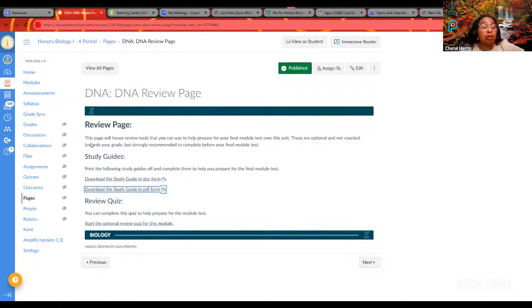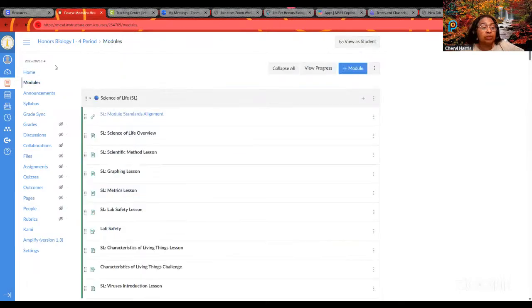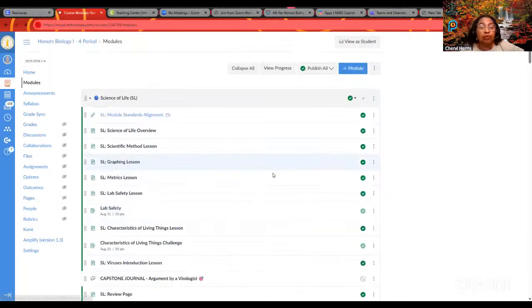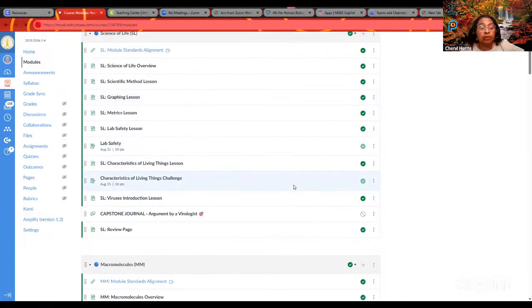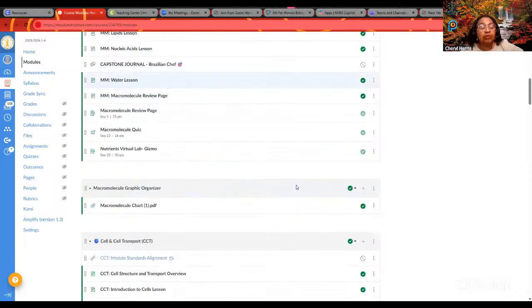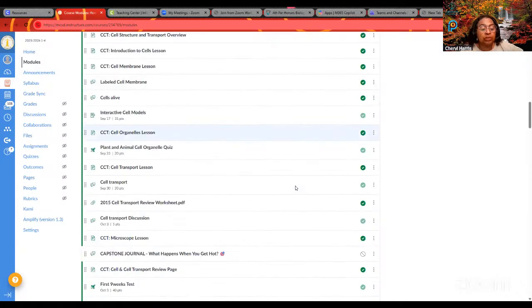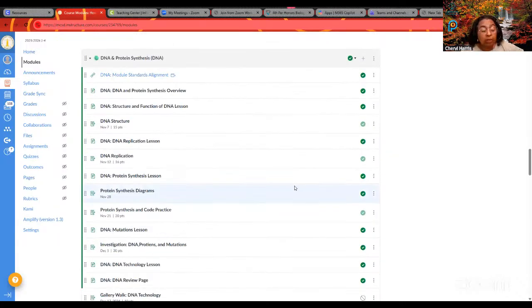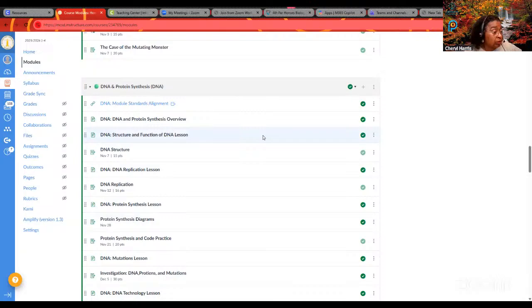The benchmark covers everything that's, all right. So far, so far we have done scientific method, classification of living things. We've done macromolecules, cell structure, cell energetics, and DNA synthesis. So that's what we've done. So it is expected that you can pull up the review pages for all of those, and that'll help you prepare for things we've already done.